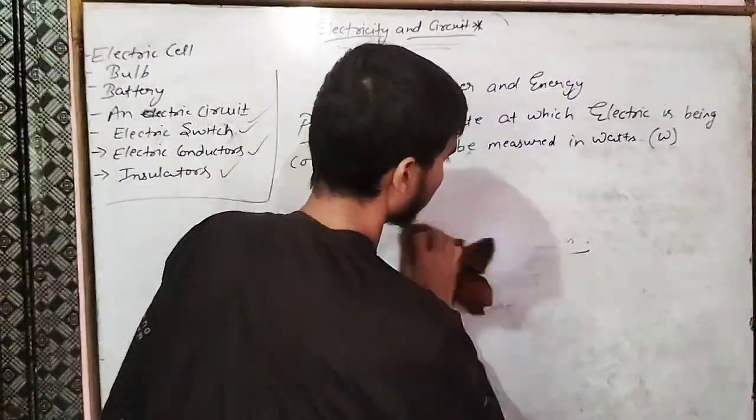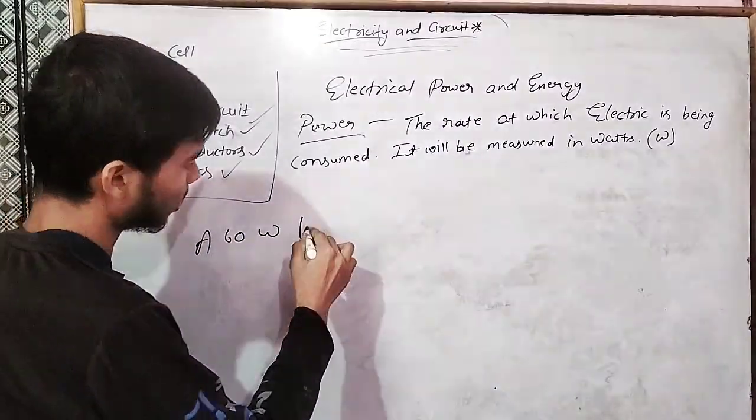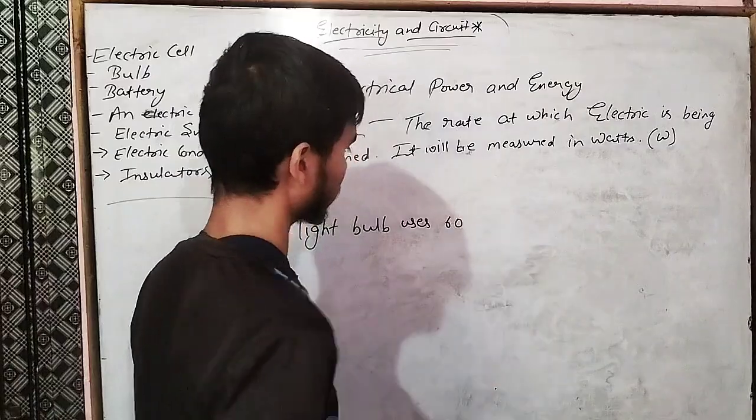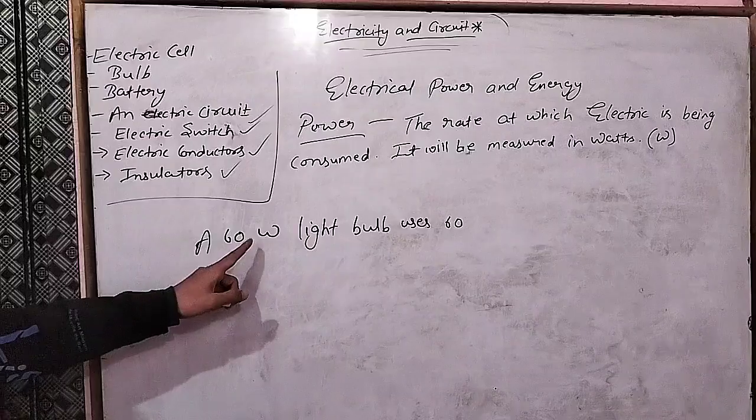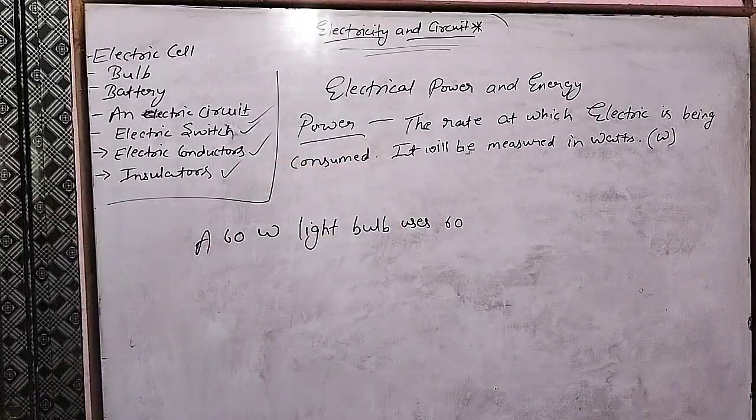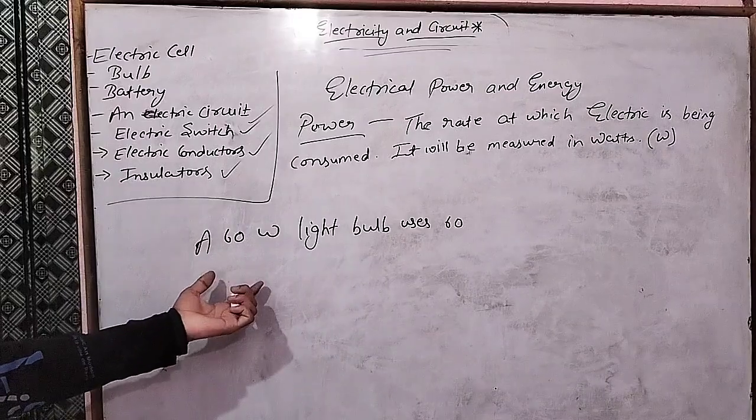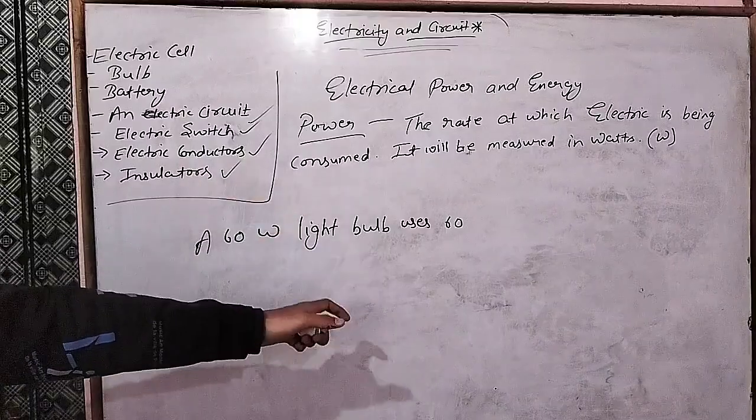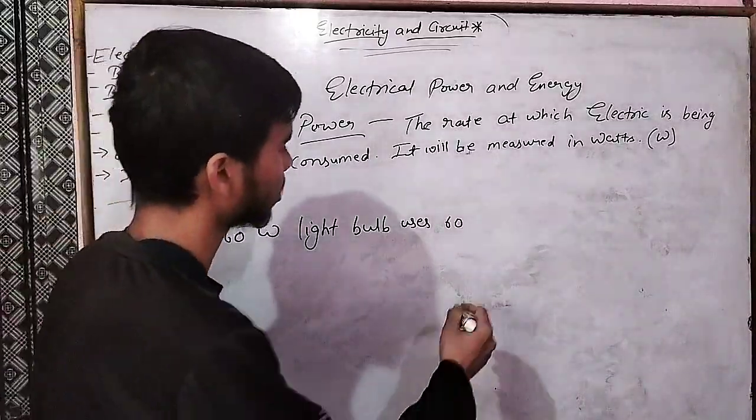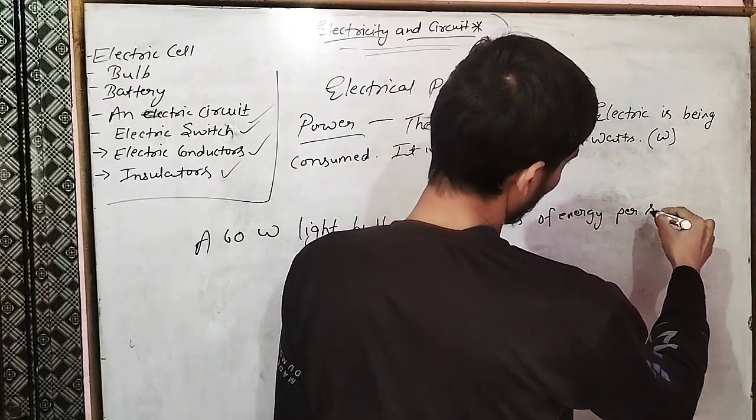Let's understand by an example. A 60-watt light bulb uses 60 watts, so here it is 60 joules. Because it is a 60-watt light bulb, it is using 60 joules of energy per second.